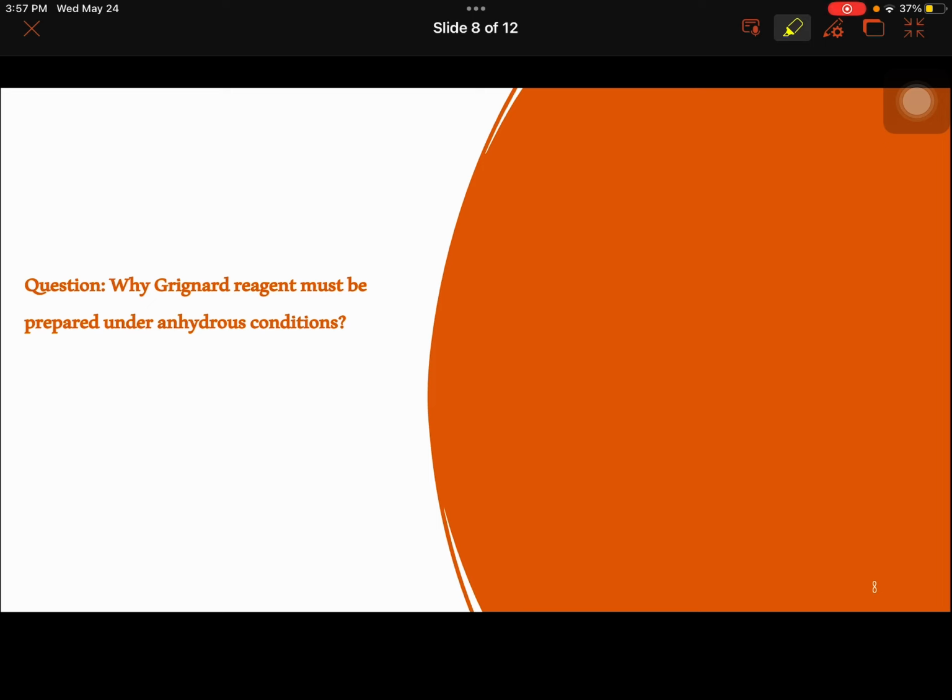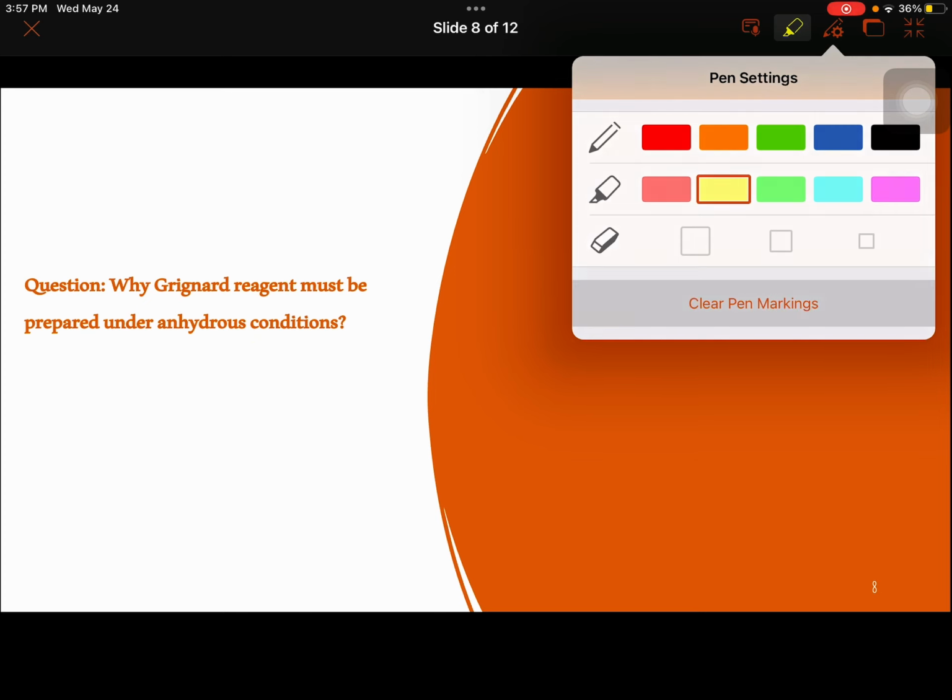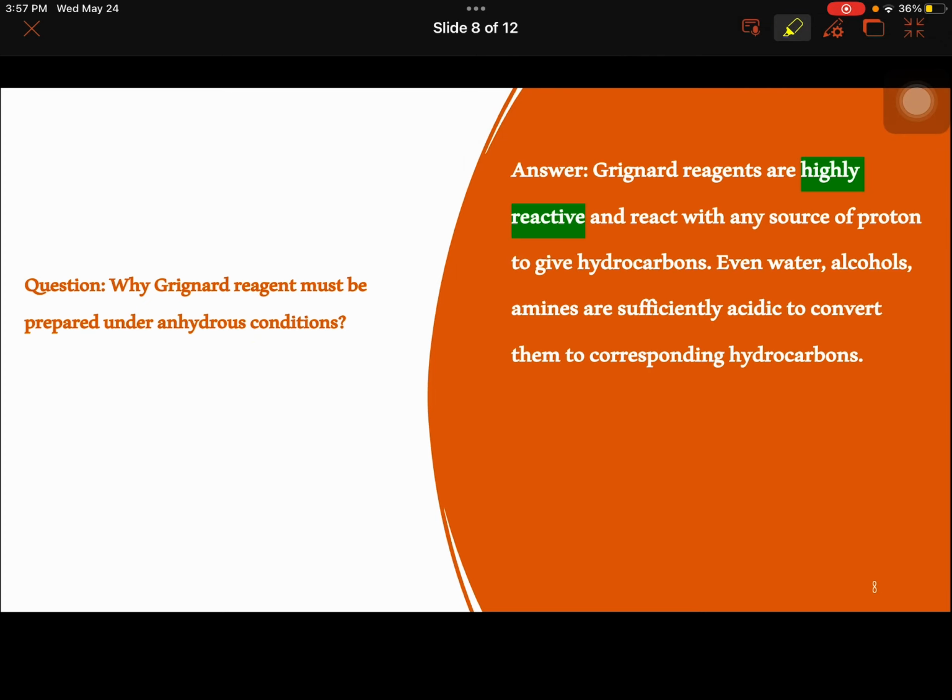A very commonly asked question, this one: why must a Grignard reagent, that is RMgX, be prepared under anhydrous conditions? There should not be moisture, there should not be water in the container. What is the reason for that? The reason is very simple: the Grignard reagent is a highly reactive reagent, and it reacts with any source of proton to give hydrocarbons. The Grignard reagent is RMgX.